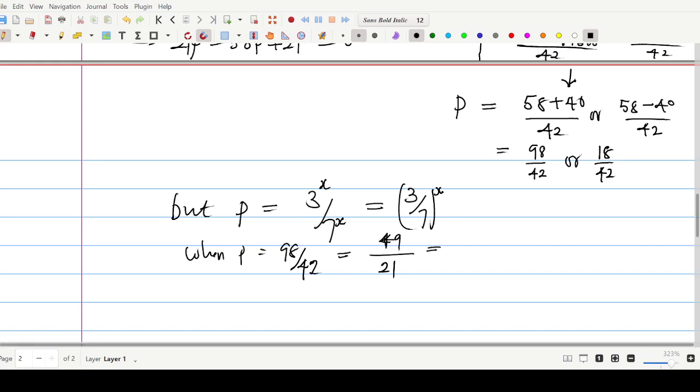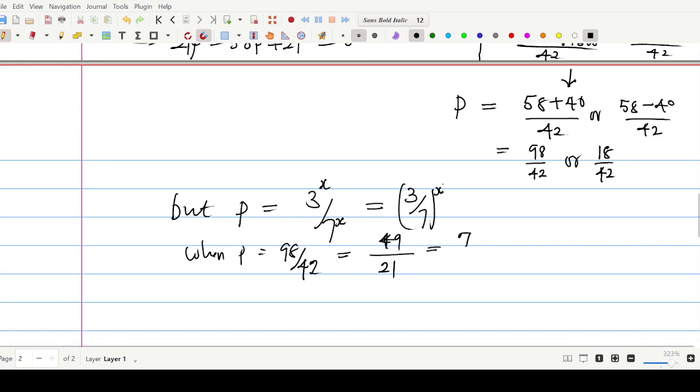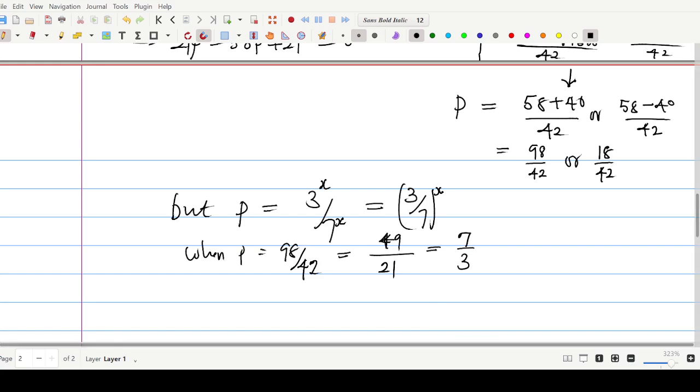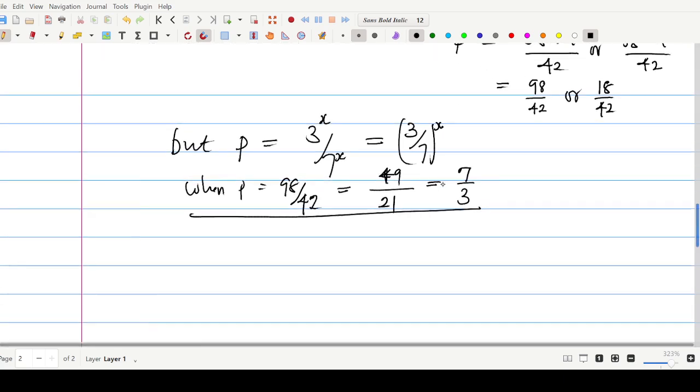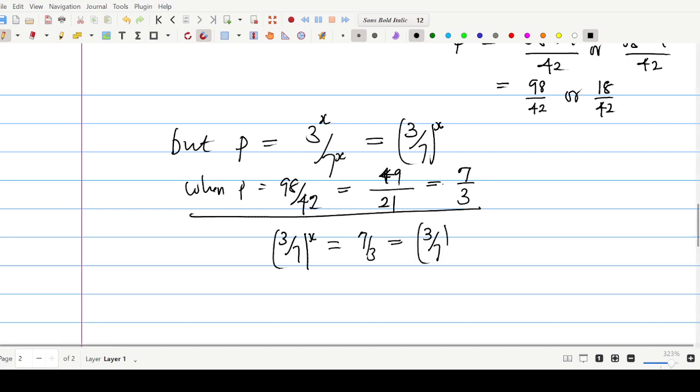Now what can go here? 7 can go. 7 going here, we have 7. 7 going here, we have 3. So this is 7 over 3. When p is this, what is the value of x? So we have that 3 over 7 to the power of x is equal to 7 over 3, which can be written as 3 over 7 to the power of minus 1. Now on equating, since the bases are equal, we can equate indices. So on equating indices, we have our answer x equals minus 1. So that is the value of x.